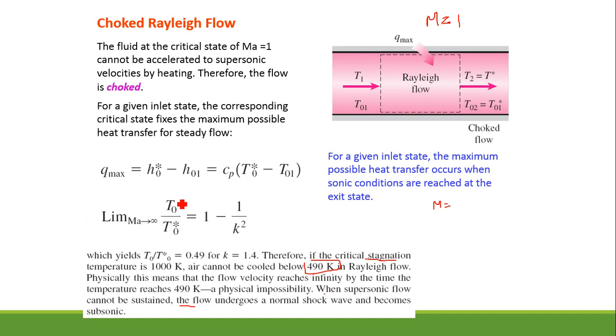See here the limits for this: T by T naught star equal to 1 by 1 minus 1 by K square, not gamma square. So just note this formula also.